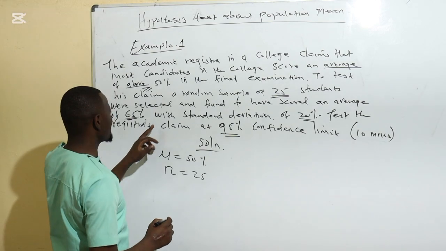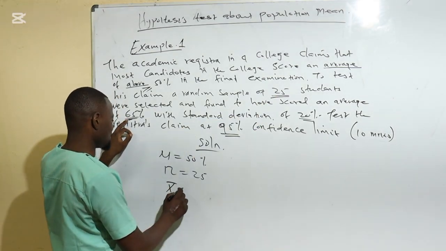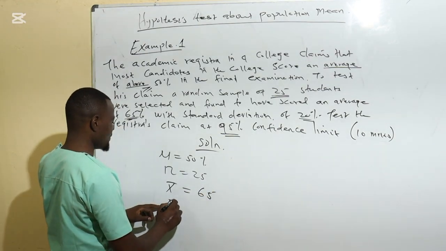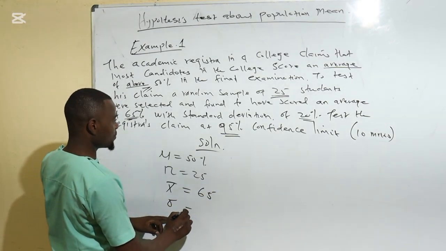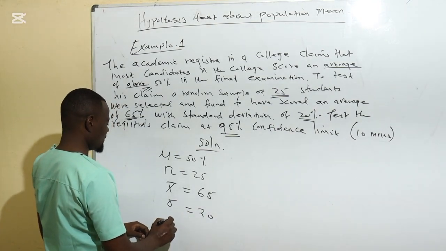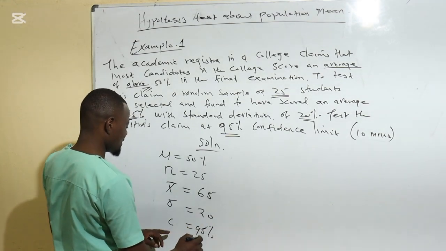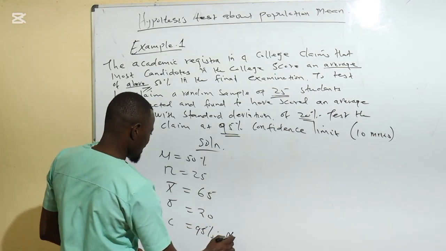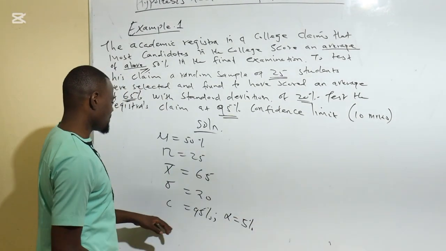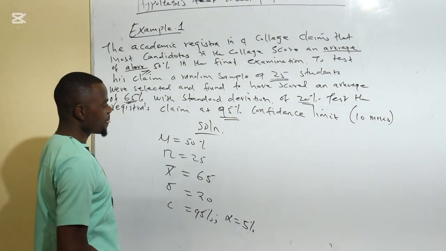And from the 25, the mean is found to be 65. So 65 is the sample mean. And standard deviation is also given to be 20. So we have C, which is 95%. This simply means that what will be your alpha? Your alpha will be 5%. I said that alpha plus C should give you 1. So when C is 95, then alpha is 5.